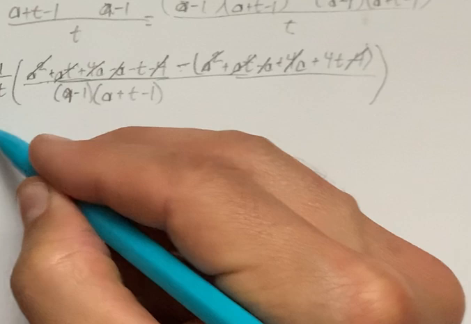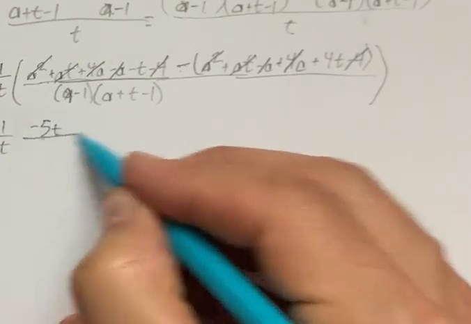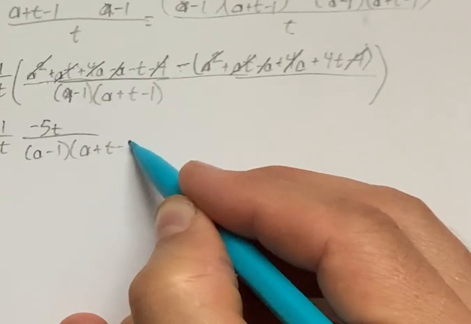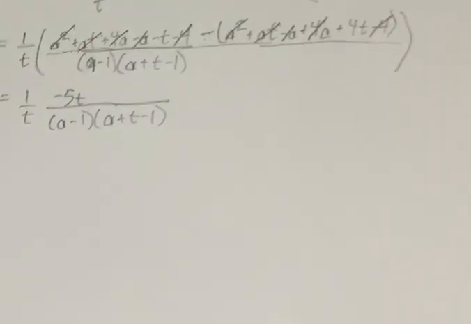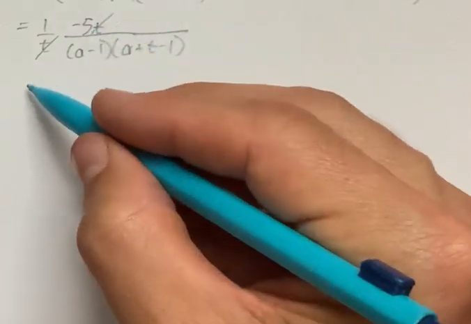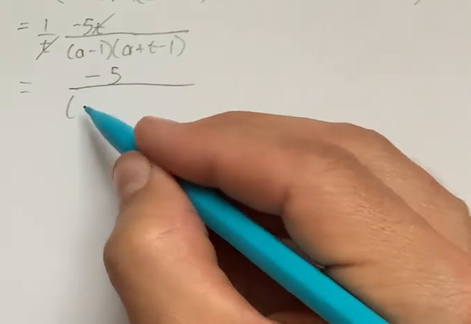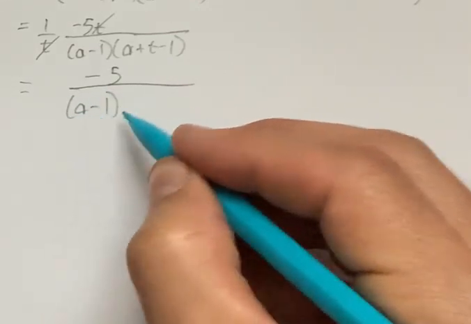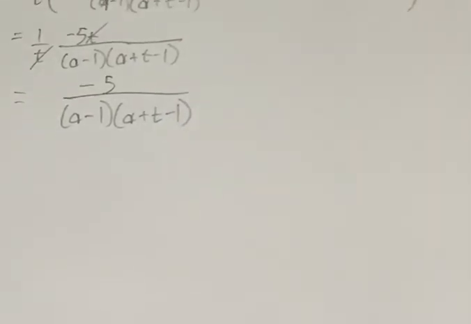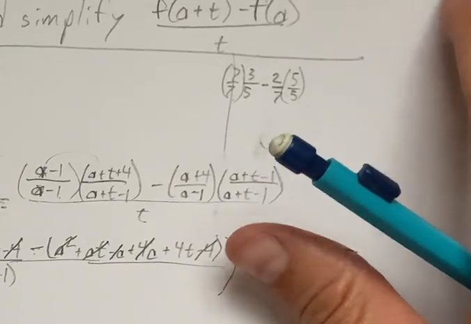So really what I get is 1 over t times minus 5t over a minus 1, a plus t minus 1. Now, very predictably, almost always in these cases, you get a t in the denominator and a t in the numerator, so the last thing is to cancel those, and my end simplified answer will be negative 5 over a minus 1 times a plus t minus 1. There's a lot of algebra there, but the nice thing is once you have it, that definition of derivative is within reach.